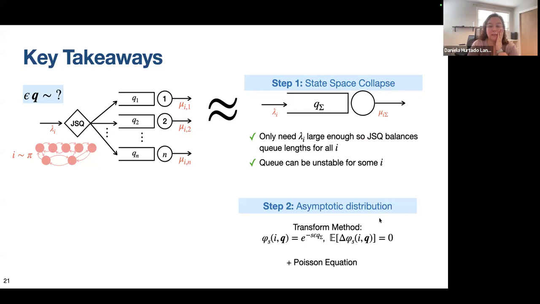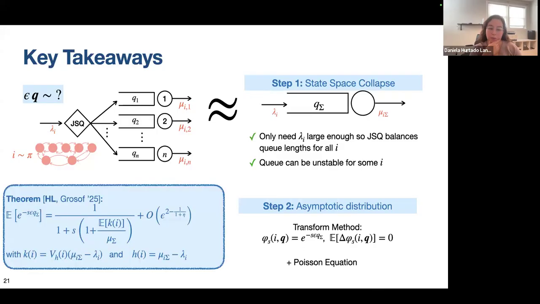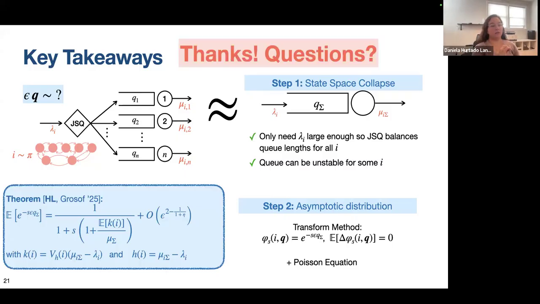Then in the second step, we deal with this single server queue. We use a transform method. And when things get complicated, we estimate the covariance of the exponential function with the Markov-modulated terms using the Poisson equation. And we obtain that beautiful theorem. All right, that's what I wanted to share today. I know I threw a lot at you, so happy to answer any questions.